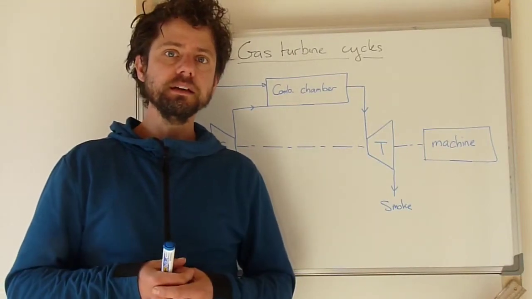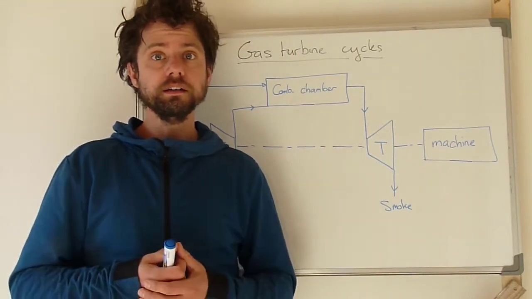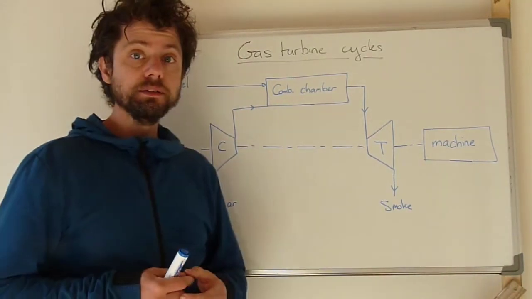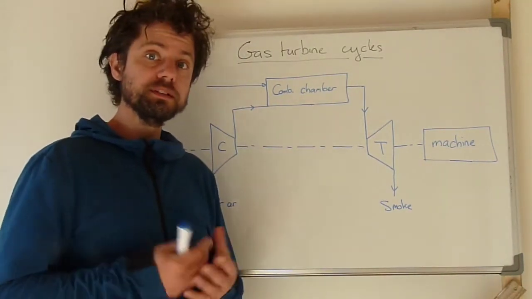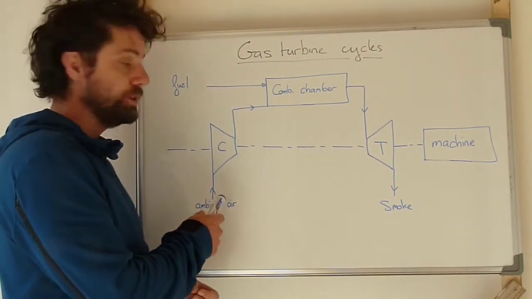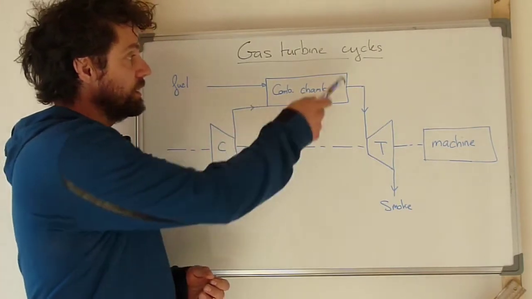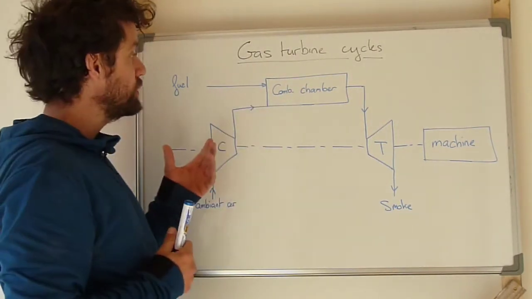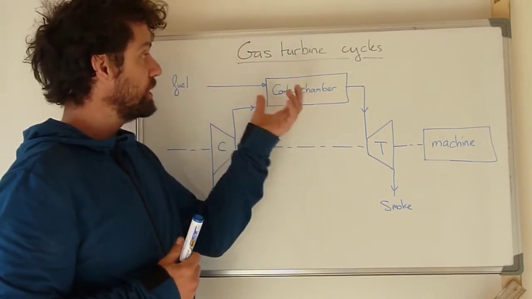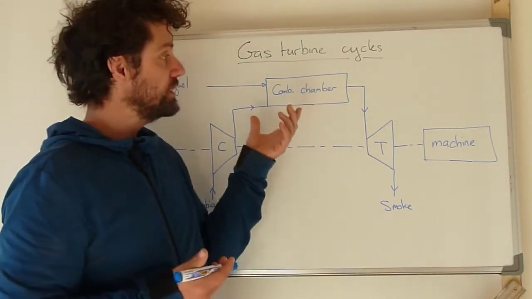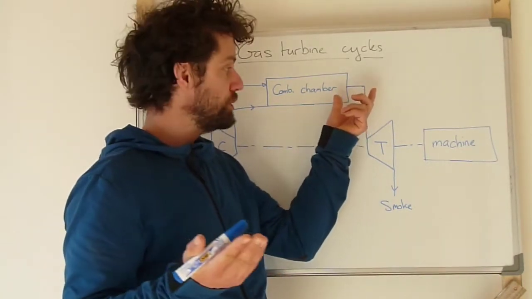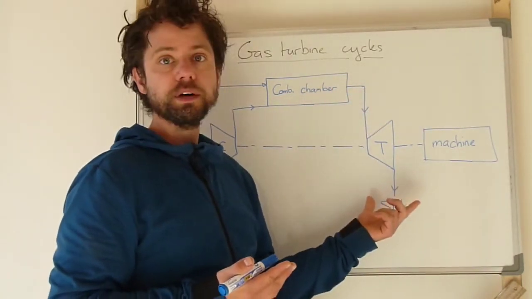Gas turbine cycles are a kind of motor cycles. They are based on the same principle as the steam turbine cycle. So we have a fluid, and this fluid is compressed. Then the temperature of this fluid is increased, here with the combustion chamber or with a heat exchanger, and then the fluid at high pressure and high temperature is expanded in a turbine.